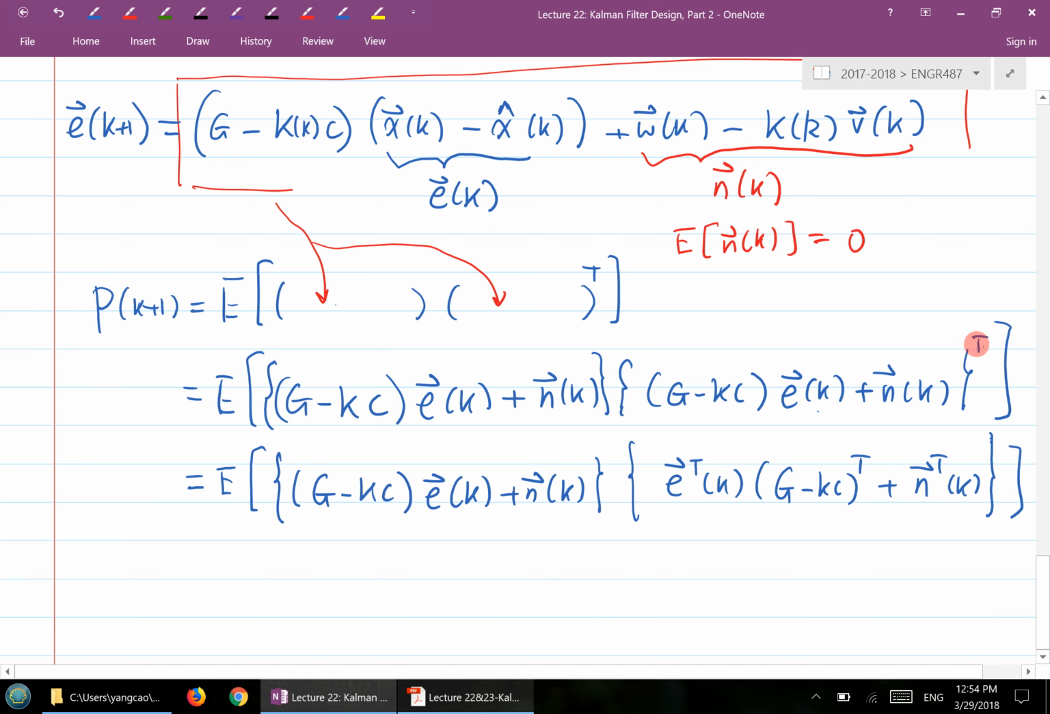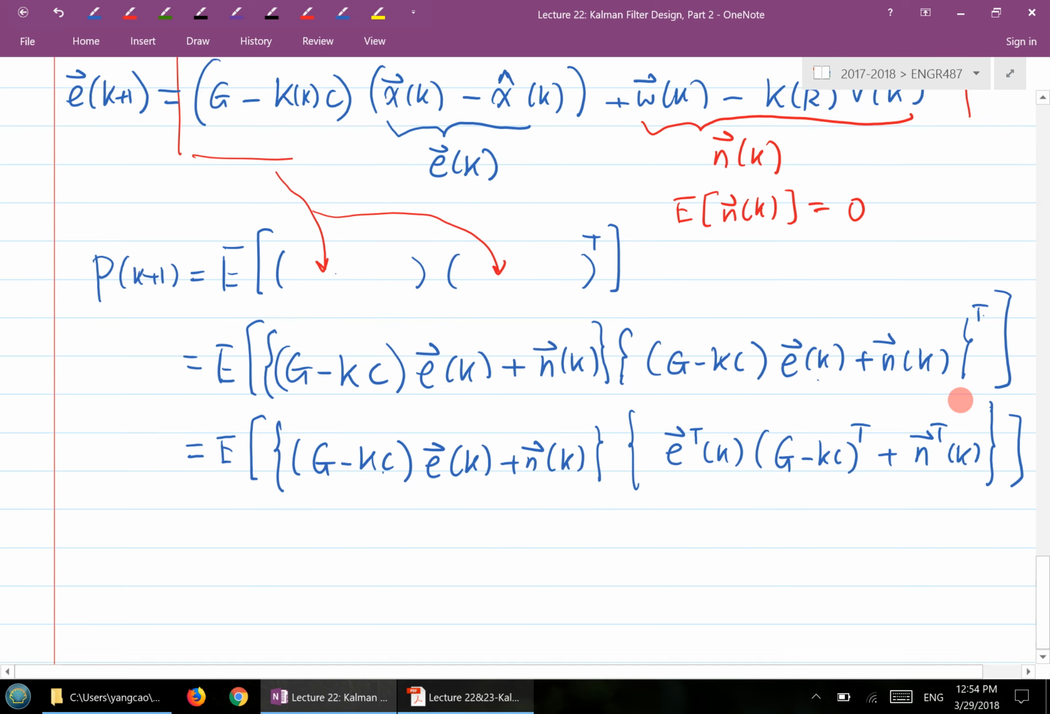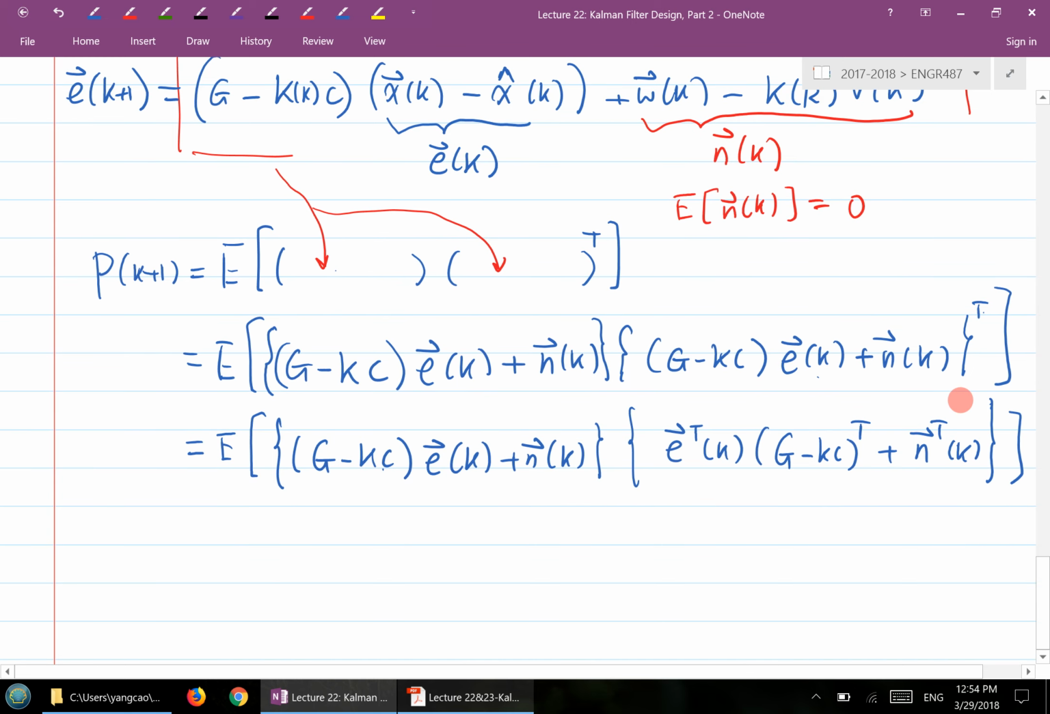So now what you do is multiply this term with this term, that term with this term, basically expand these two factors here and multiply them out. So for example, if I use this term multiplied by this term here, what is that? That's basically this matrix multiplied by E transpose, and then multiplied by this transpose here.